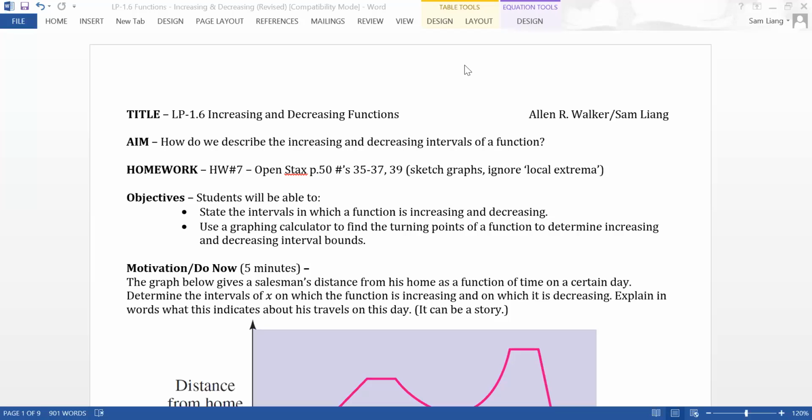Today we're going to talk about increasing and decreasing functions. Very important topic for calculus. And for today is how do we describe the increasing and decreasing intervals of a function?